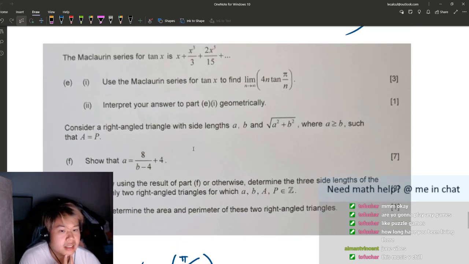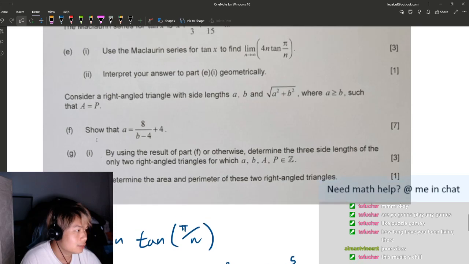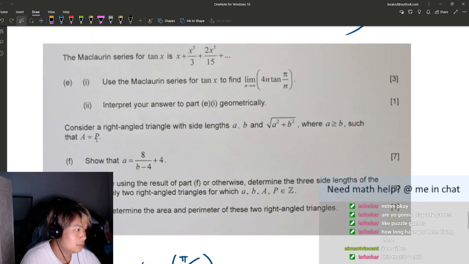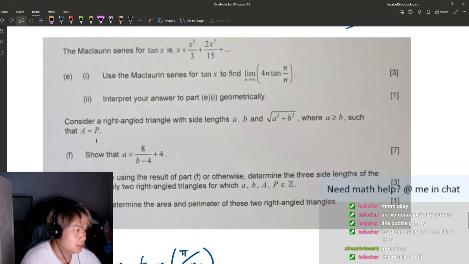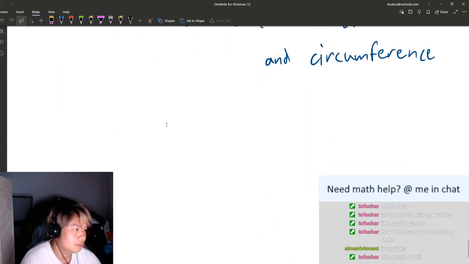Okay, now consider a right angle triangle with side lengths a, b, and then the third side, which is just Pythagoras, sure. a is the smaller one, okay, one of them has to be smaller, or sorry, larger, and such that the area equals the perimeter. What does this have to do with what we just did? Okay, whatever. Show that little a is going to be 8 divided by b minus 4 plus 4. Fine.